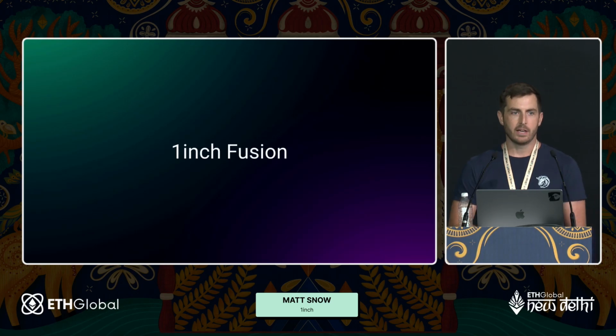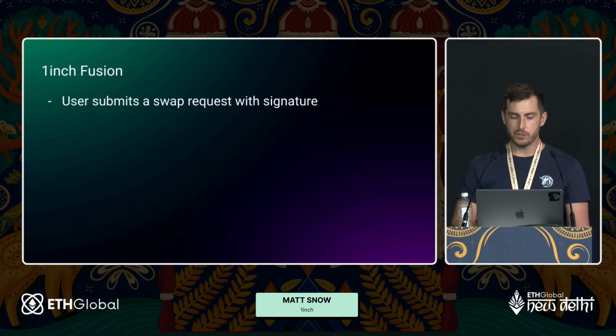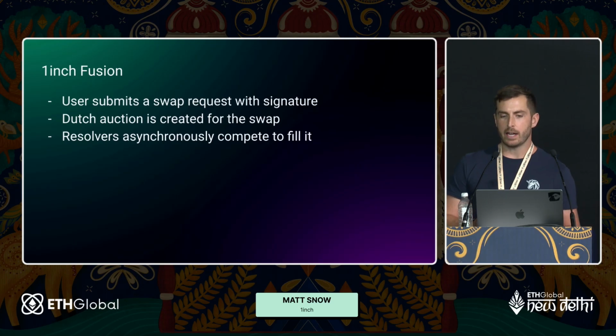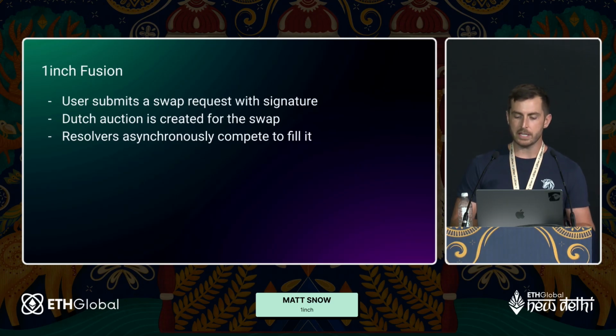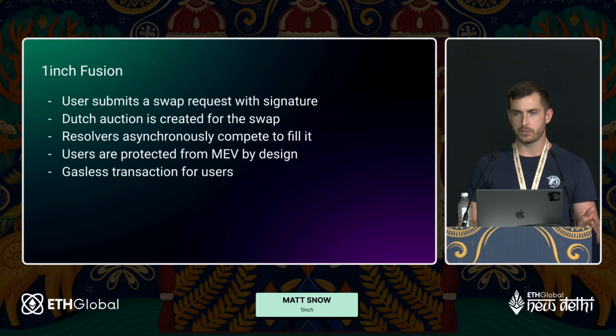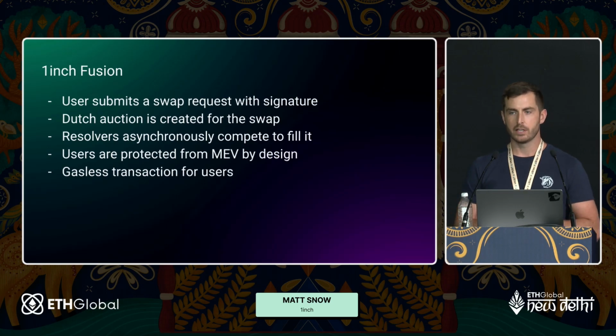And so that's our classic swap. The next protocol we have is OneInch Fusion, and this is our intents. And with Fusion, the user submits a swap with a request with a signature. And then after that, a Dutch auction is created for the swap, which basically is our order book, and it's a unique method of price discovery. And at a certain point, resolvers will asynchronously compete to fill the order. Users are protected from MEV by design because resolvers who fill the order are professionals and they know what they're doing and how to not get front run. And the transactions are also gasless for users because the resolver actually takes care of the gas fees. So the gas fees are baked into the rate for the user.